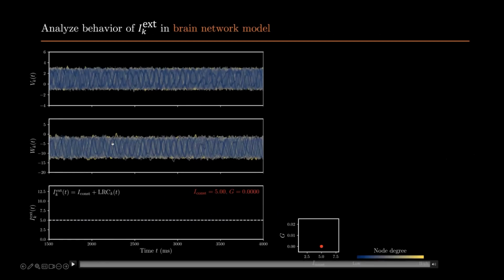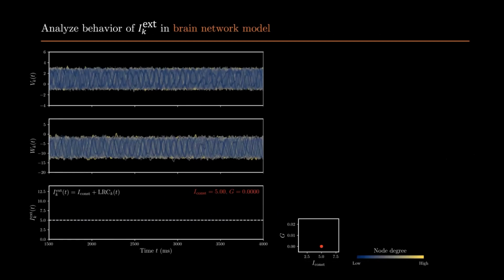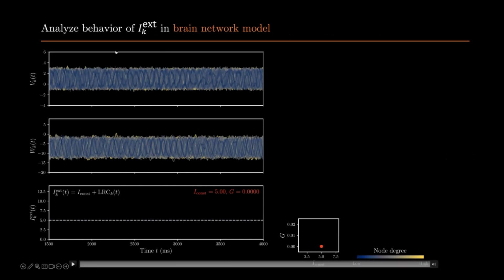So this is now a brain network simulation where the nodes are coupled, not uncoupled. We see the state variable V of each node, the state variable W of each node, and the external current to each node. This is just an example; it works for other parameter setups. In this case, the constant offset of the external current is 5, and the global coupling is 0. What this means is that the external current is just constant in time because there's no global coupling. It's just the constant offset.